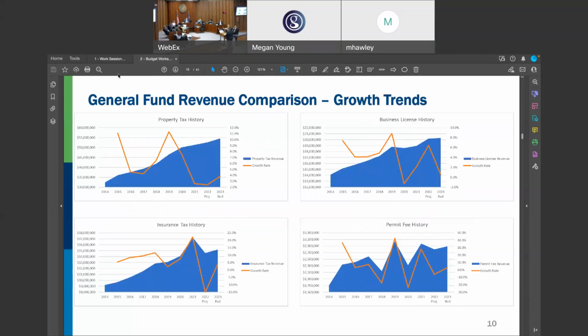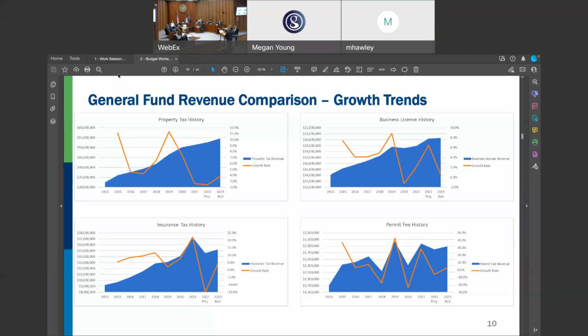These charts show 10 years of trend data on our major general fund revenue sources. The blue on the graph represents actual revenues, and the orange lines are the year-to-year trends. On property taxes, the big spikes in 2018 and 2019 were due primarily to growth in the West End and Verde areas. And while growth has continued, it's been muted somewhat by the tax rate rollback in 2022. So while revenues have continued to increase, that rate of growth slowed because we reduced our tax rate last year.